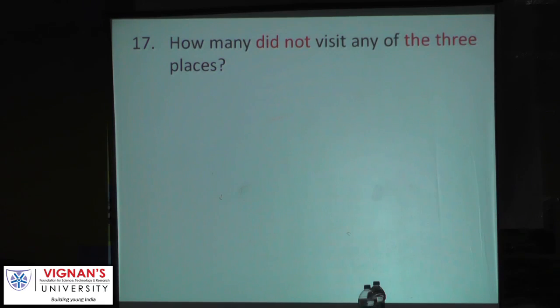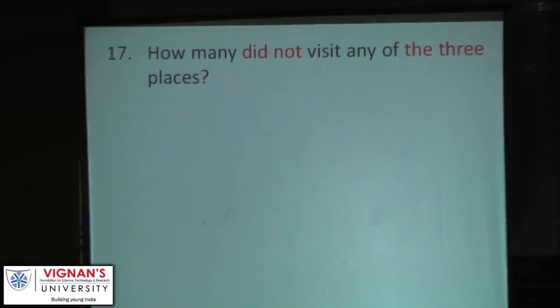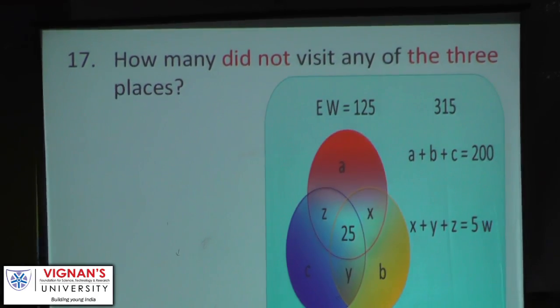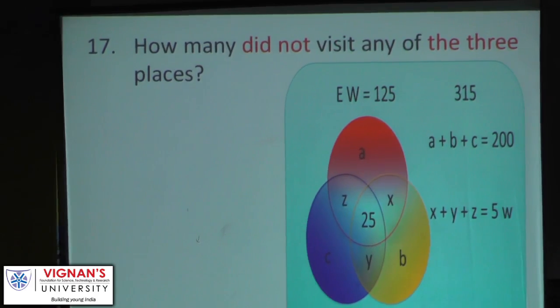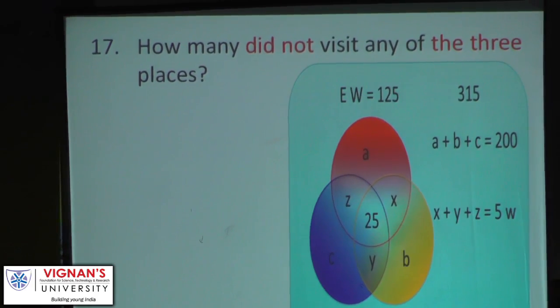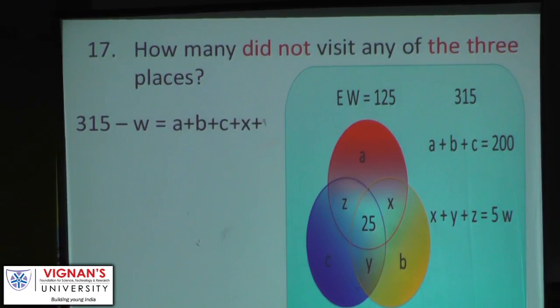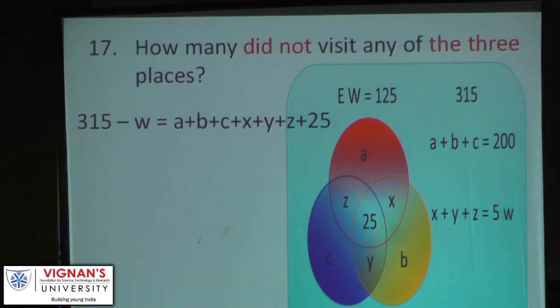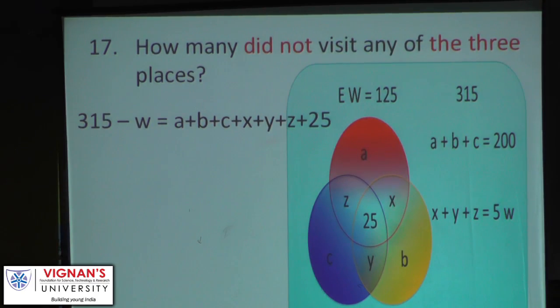How many did not visit any of the three places? How to find out? We know what is n of A union B union C, right? Let us apply the same thing. Total is 315 minus W is A plus B plus C plus X plus Y plus Z plus 25. That is what is inside.